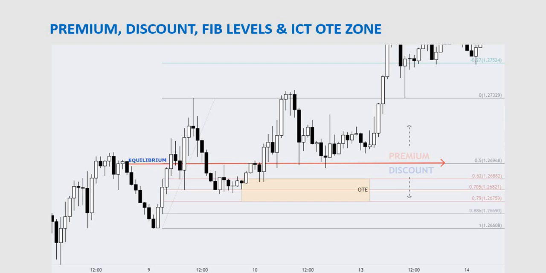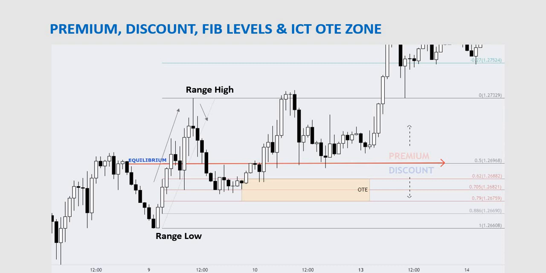Premium discount, Fibonacci levels, and ICT OTE zones. We can see that the market is bullish, so we wait for a bullish break of structure, and at once we notice the beginning of the pullback. We can then label our range high and our range low. We pull out our Fibonacci retracement tool to measure this impulse.